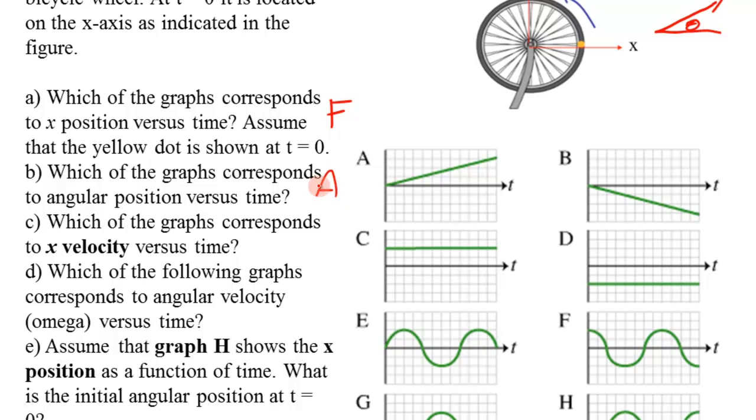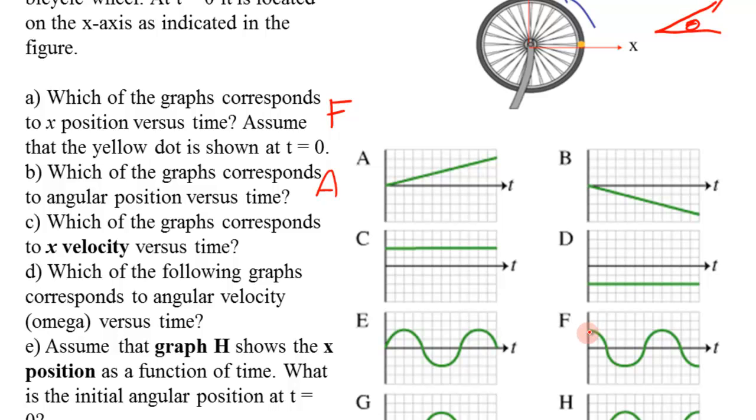Which of the graphs corresponds to x velocity versus time? Well, there are two ways to do this. If we already did x position, we know that to go from a position graph to a velocity graph, you just need to differentiate the graph. So if f is my position graph, I differentiate this.